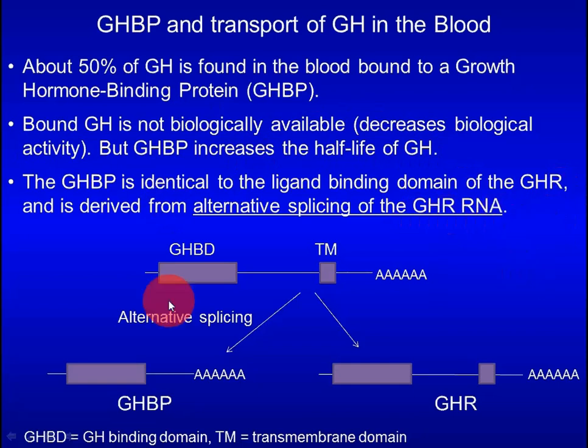Here is a primary transcript of growth hormone receptor gene. When the transmembrane domain is retained, the RNA will code for growth hormone receptor. Through alternative splicing, when transmembrane domain is lost, the resulting RNA will code for growth hormone binding protein.